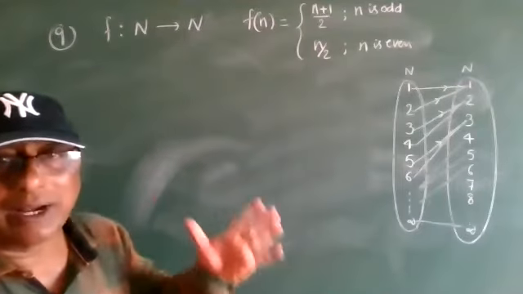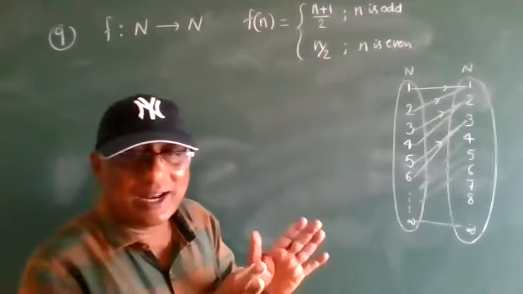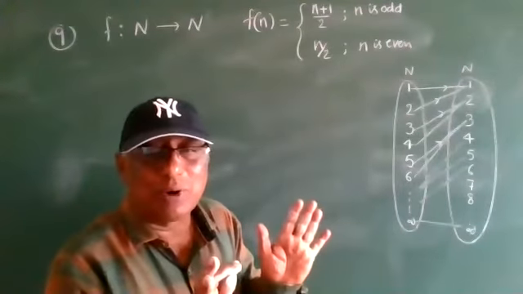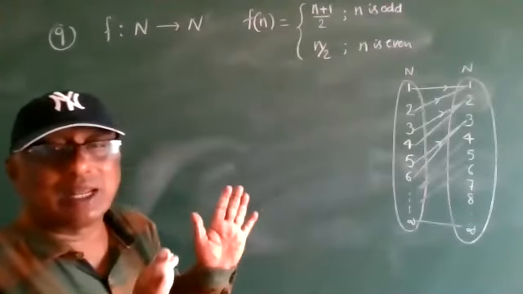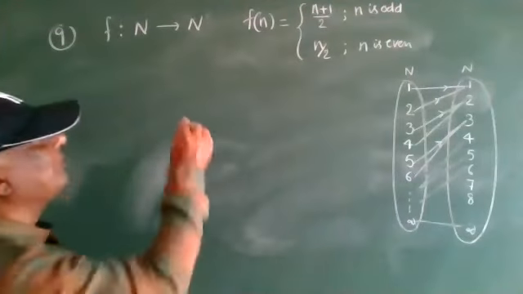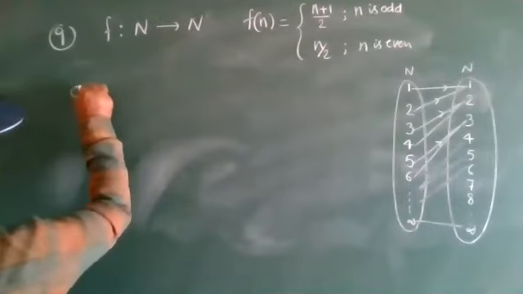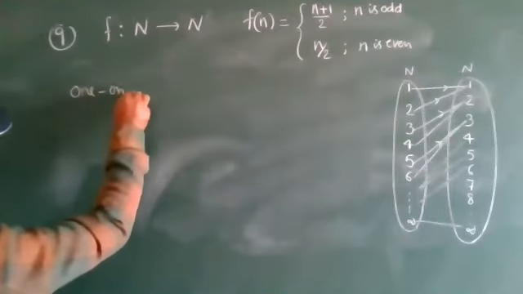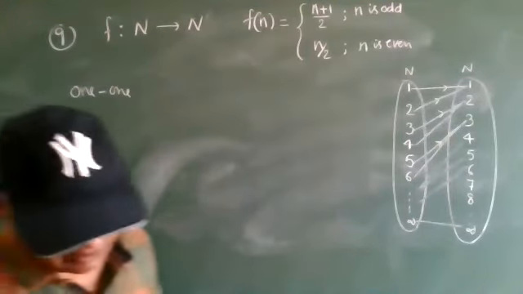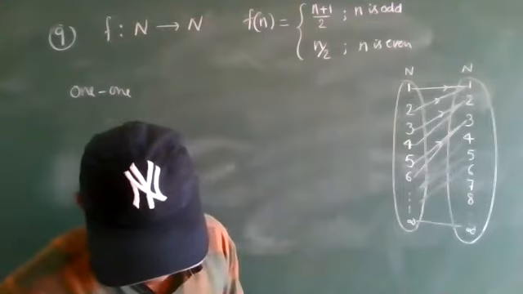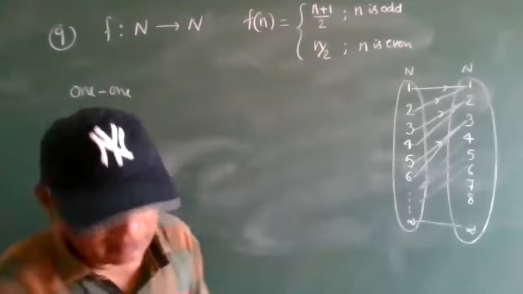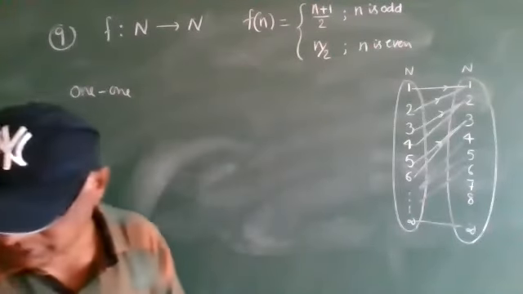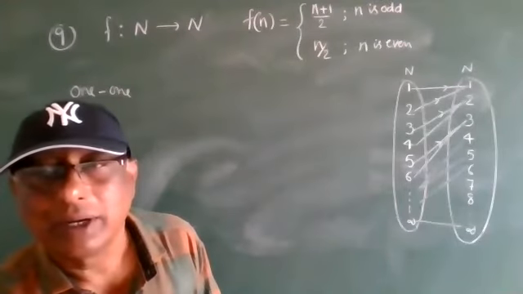Now write down. How can you write? Representation is the most important. Therefore, it is not a one-one function. First write down not one-one. It is not one-one. Everyone write down.